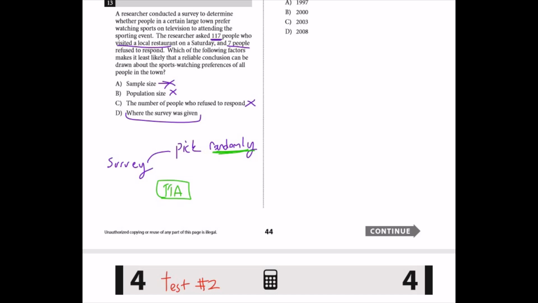So here, where the survey was given is the problem. So that's the answer. Sample size is not a problem. Population size is not a problem. People can refuse your survey. That makes it more reliable. Then the answer is D.